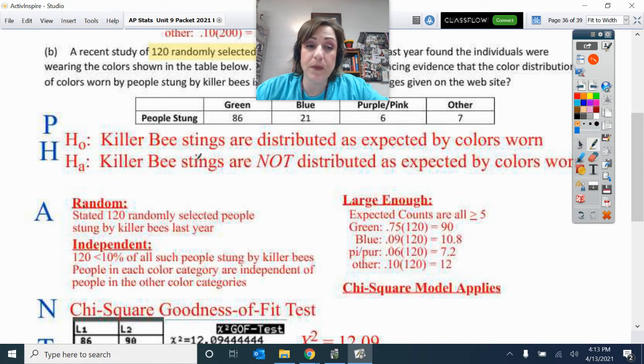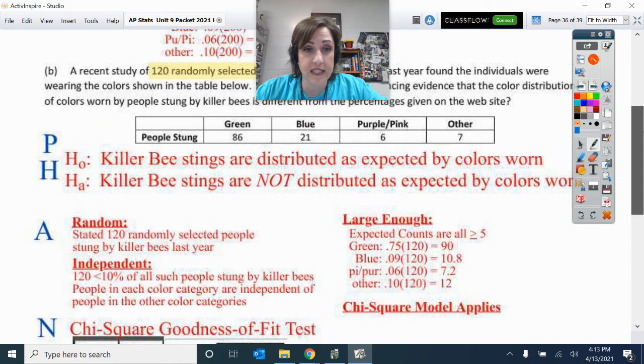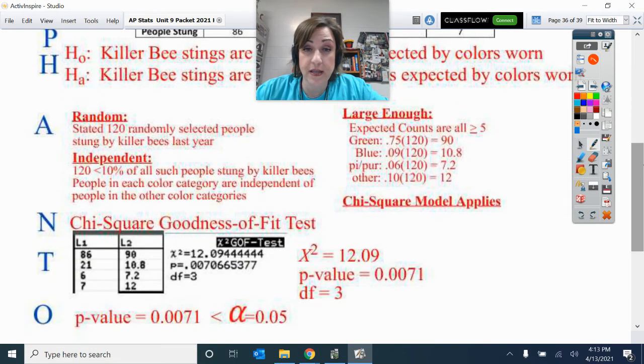And then the HA: the killer bee stings are not distributed as expected by the colors worn. So is the color distribution different? Now, let's do our conditions, our assumptions. Random: it is stated that there were 120 randomly selected people stung by killer bees last year. Independent: 120 is less than 10%.